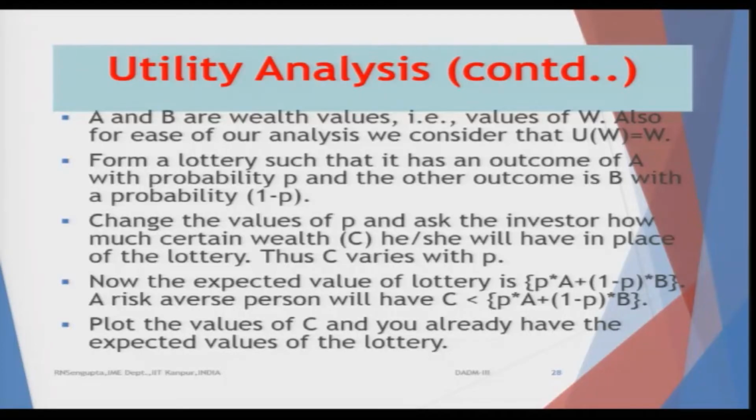A risk averse person will have a certainty value which is less than this expected value of the gamble. We will plot the values of C, and you already have the expected value of the lottery. Based on that, you can compare whether C is greater, whether it is in the subset C2 or in the subset C3, such that you can classify what type of utility function that person has.